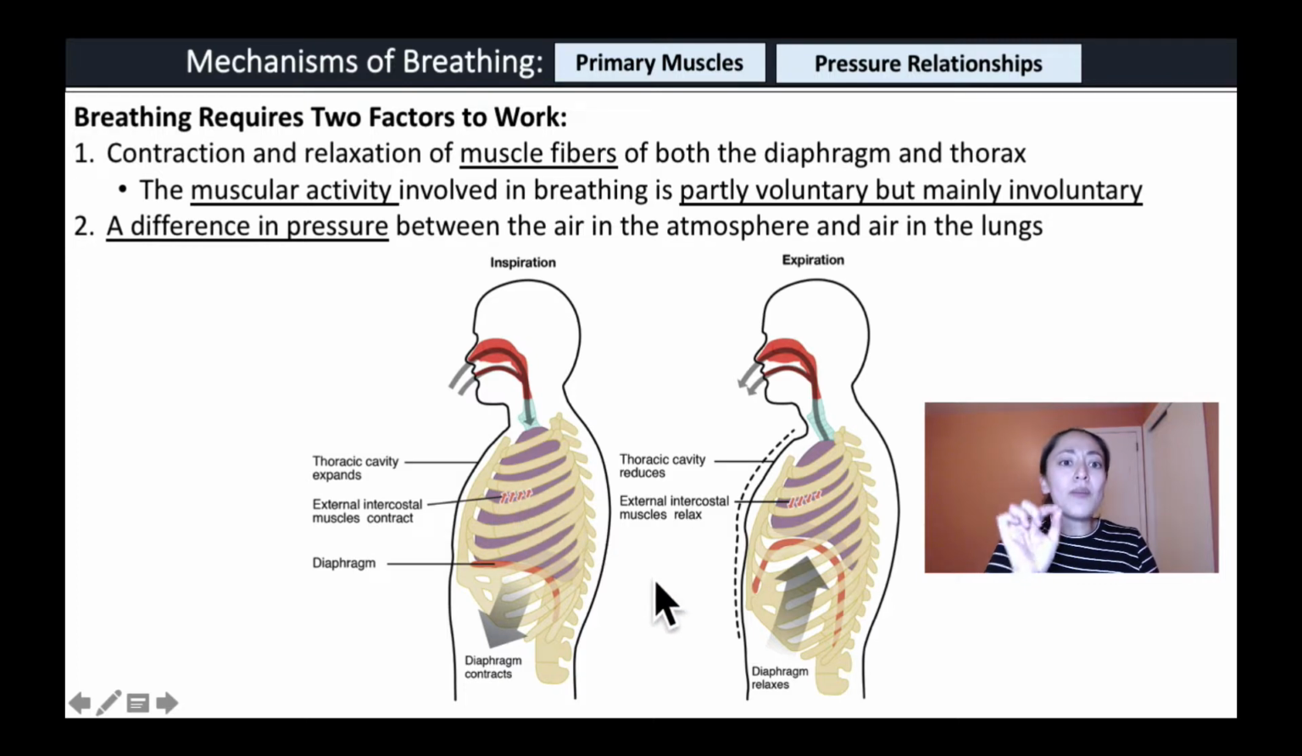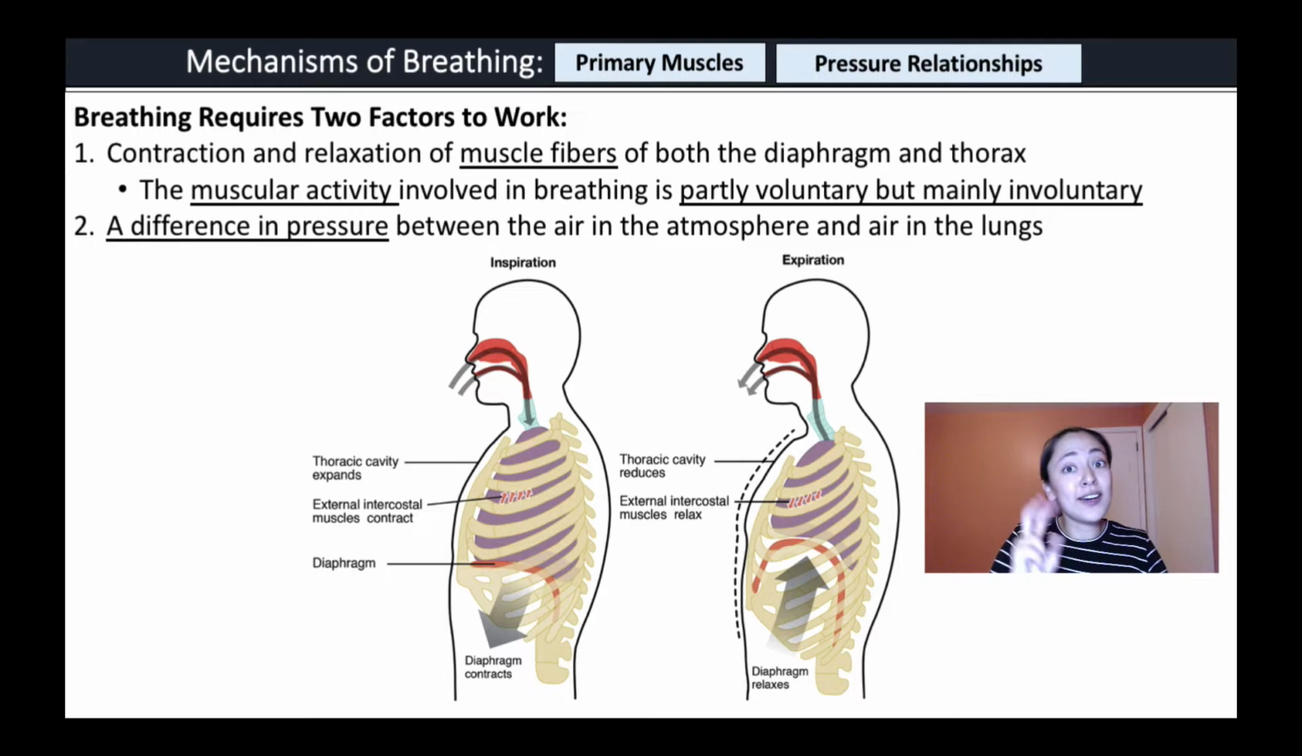One thing I want to point out about this muscular activity involved in breathing is that it's partly voluntary, meaning that you can control it if you want to, but it's mainly involuntary. It's not something that you have to think about. This is unique to most skeletal muscles, because we typically think of skeletal muscles as being voluntary only. But the skeletal muscles involved in breathing can be both involuntary and voluntary.